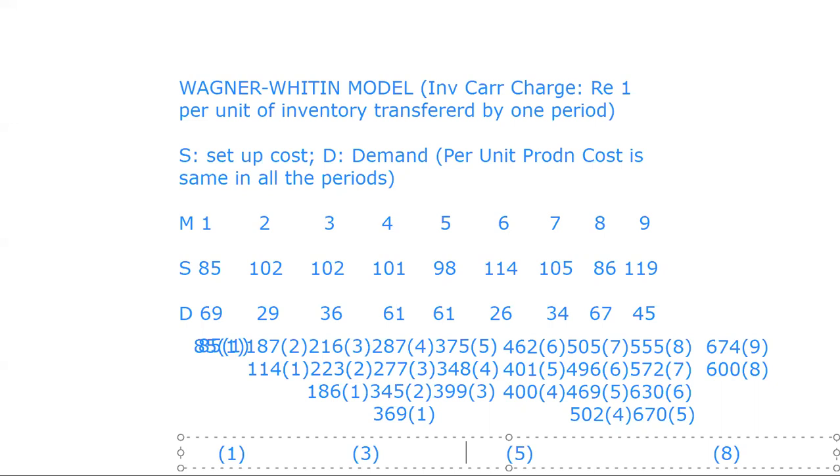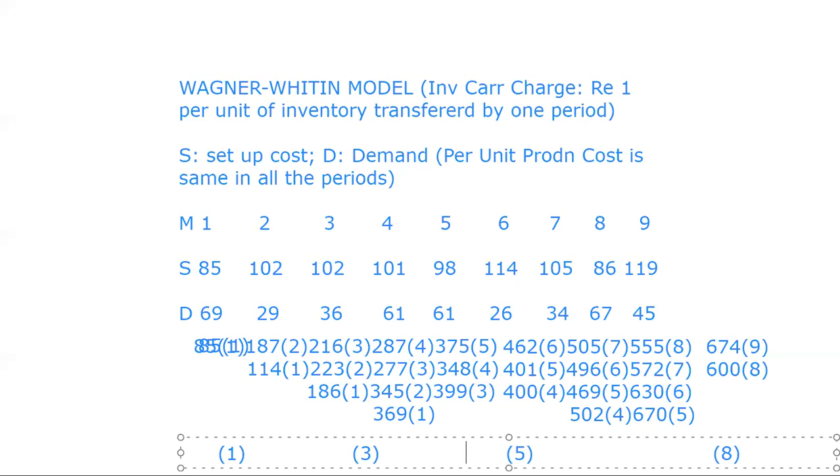And then I start worrying about period number 1 and 2, and it is optimal to produce in period number 1. That is 114. So this is my production schedule, which I can very easily calculate. Okay. If you go through the paper of Wagner Whitin, it is very complicated. In simple terms, what have we explained? We have explained dynamic programming forward recursion. Okay. So in very simple terms, we have explained this.